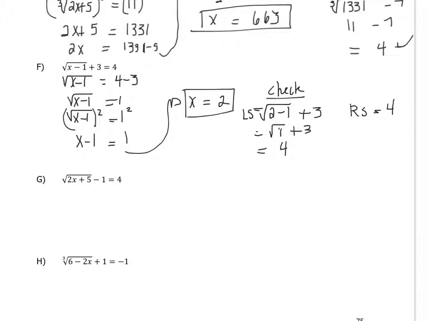And I didn't do it, but if you were asked the restrictions, it would be x minus 1 is greater than or equal to 0, which means x would have to be greater than or equal to 1 for the square root part to be defined.